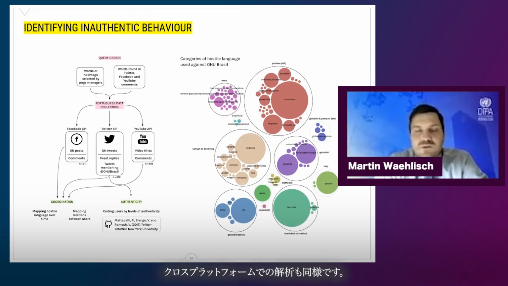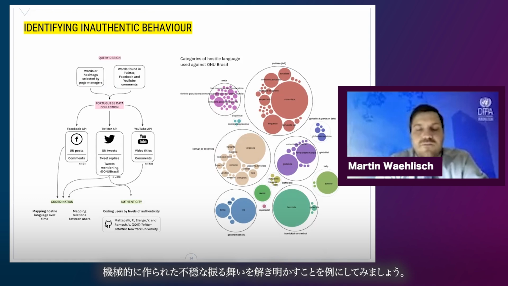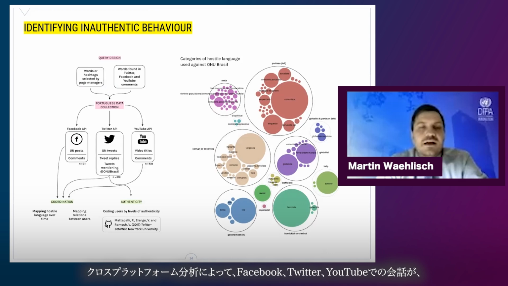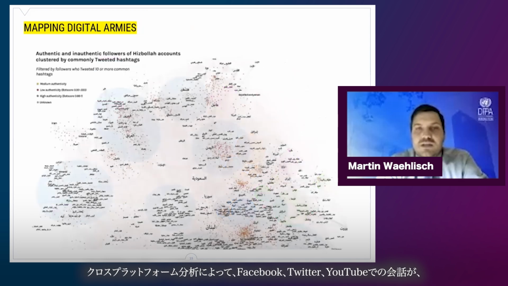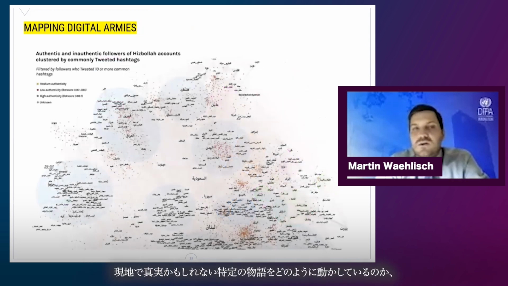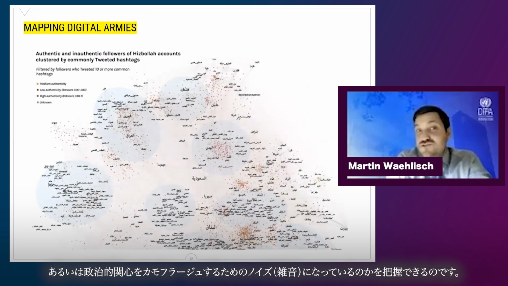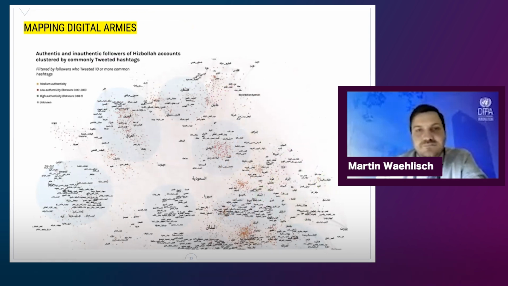The same goes for cross-platform analysis. Take the example here of unpacking coordinated inauthentic behavior. So ways where we can get a sense for mis- and disinformation, and that is cross-platform analysis to get a sense for how conversations here on Facebook, Twitter, YouTube drive a certain narrative that might be true on the ground or just create noise to camouflage political intention.